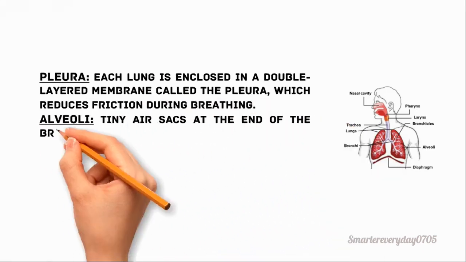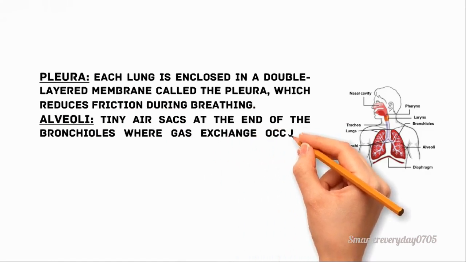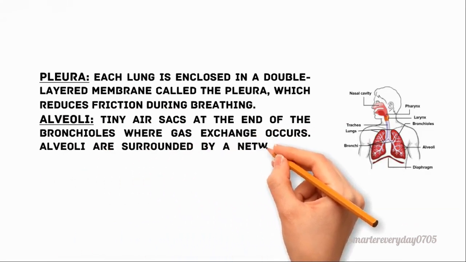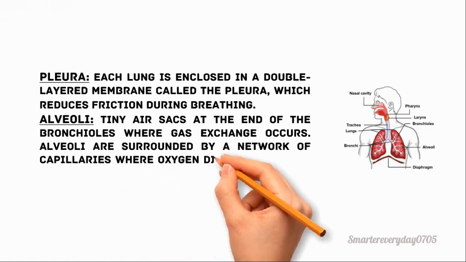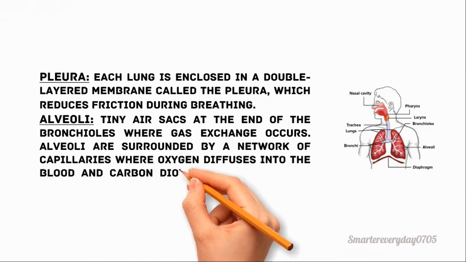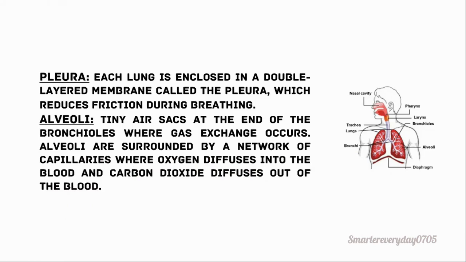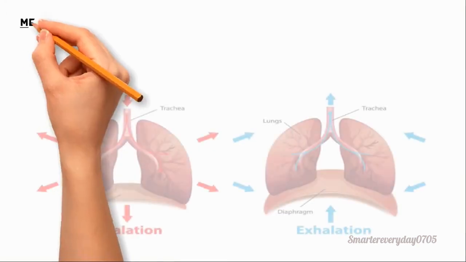Alveoli. Tiny air sacs at the end of the bronchioles where gas exchange occurs. Alveoli are surrounded by a network of capillaries where oxygen diffuses into the blood and carbon dioxide diffuses out of the blood.